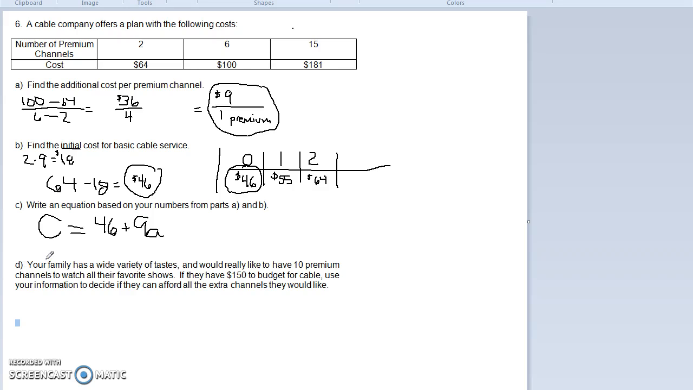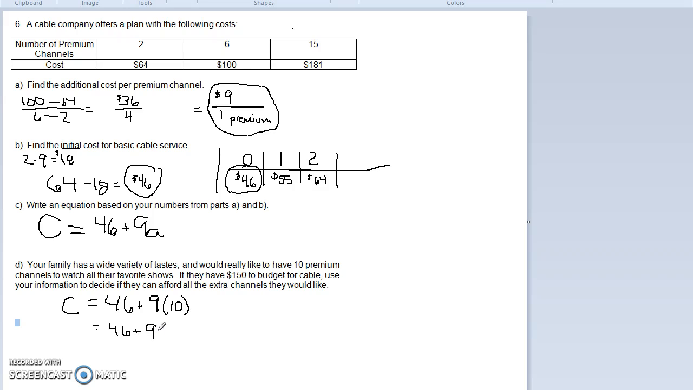The final question here says that your family has a wide variety of tastes, and so would really like to have 10 premium channels to watch all their favorite shows. They have $150 to budget for cable. So we're going to use the information we have and decide if they can afford it. So now that we have our equation, that's fairly quick. We just take C, and that equals $46 plus 9 times 10. And we find out that that's 46 plus 90.